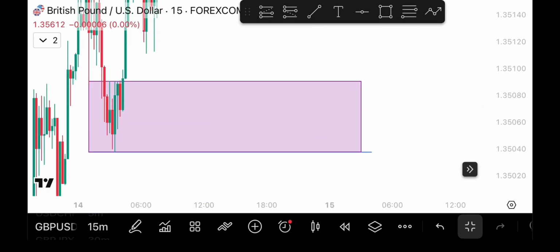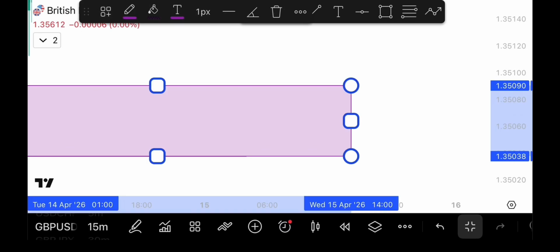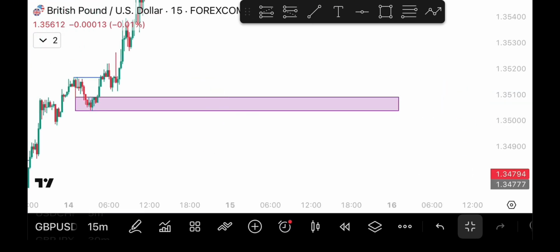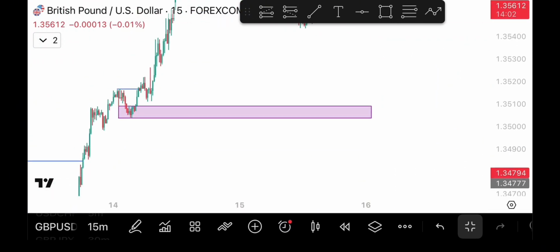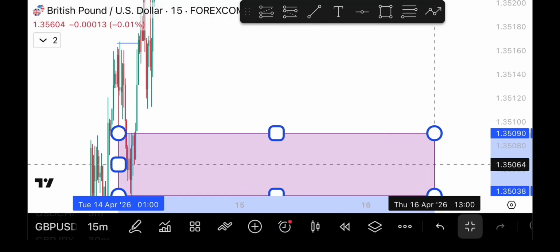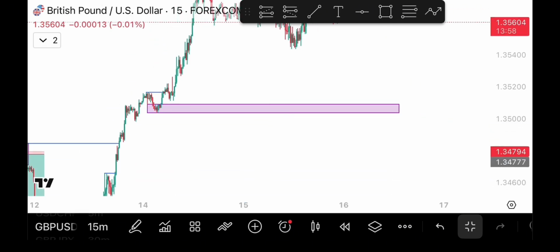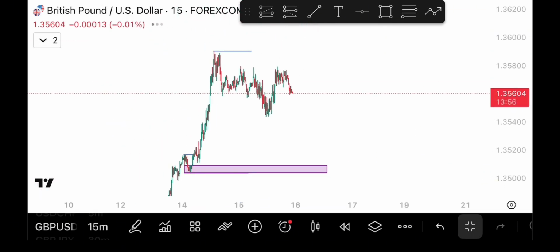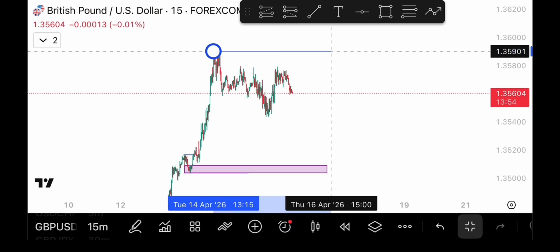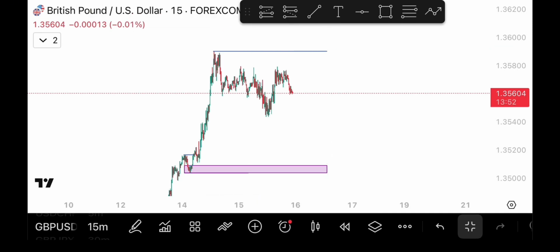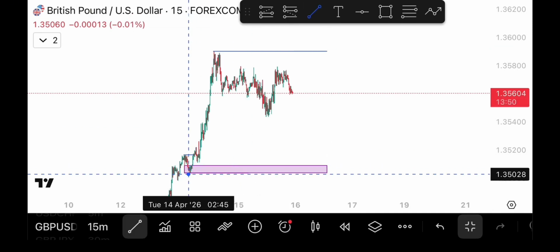So moving on to GU, which happens to be GBPUSD, the Great Britain pound and the United States dollar. So now we marked out this zone since our previous video of yesterday. Price has refused to get to it. So we just keep waiting and sitting on our hands and doing nothing. So now I marked out my structural high, then I marked out my structural low.